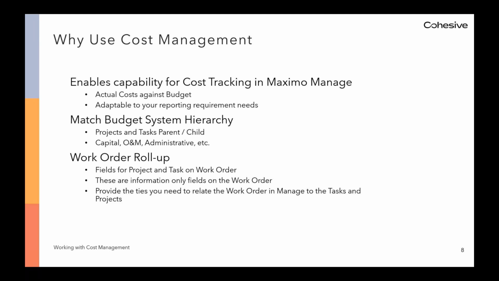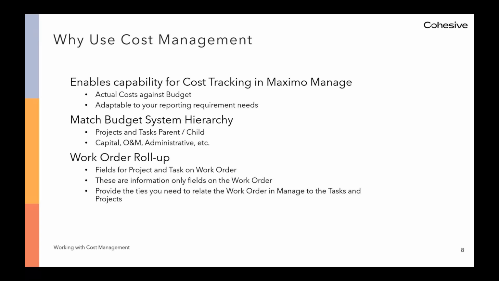As mentioned, with parent-child capabilities at the project and task levels, cost management is very flexible and can match the hierarchy in your budget system. And you can track progress against projects on the work order, task, and project levels. Your budgeted projects and sub-projects, tasks, and subtasks can all be captured using this feature.